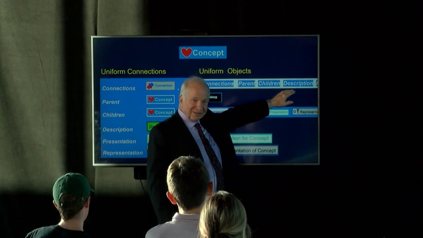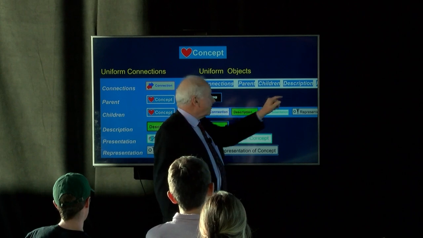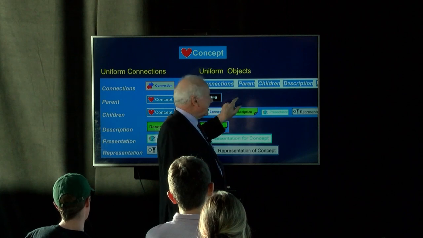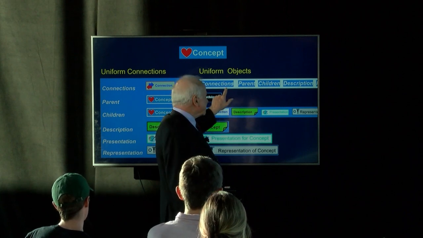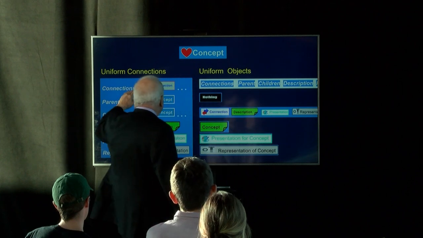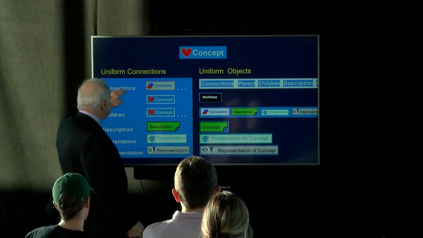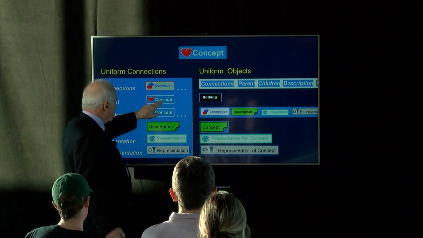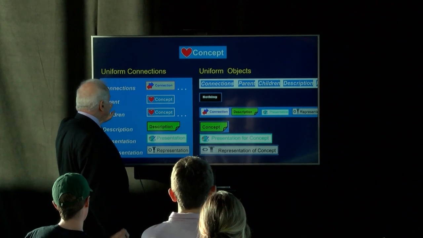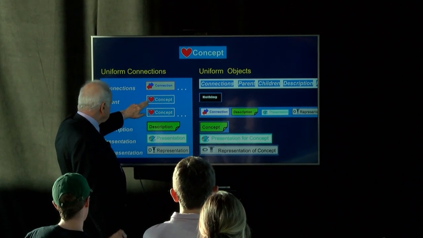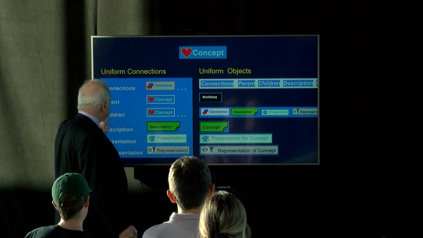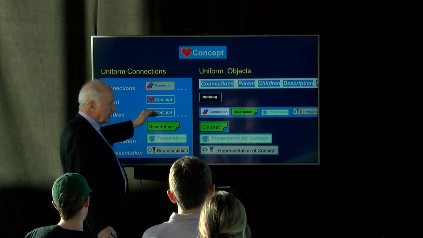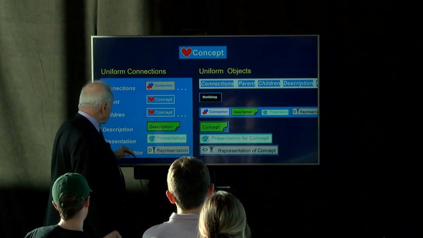This is the trick why it becomes self-defining, because the very first thing on its list is a list of connections. So this is just a bunch of definitions. Over here, this is the definition. Connection is a list of connections. Every concept has a parent, which is another concept, and has a list of children. The children inherit connections from its parent, and they add more connections.